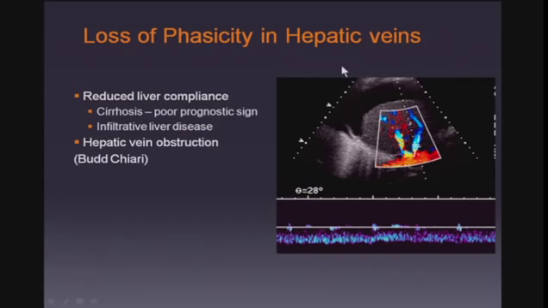Loss of the phasic pattern in the hepatic vein is abnormal. On the right here, we see an image of a hepatic vein waveform which is monophasic. The normal S and D waveforms and the reverse spike of flow, or A wave, are not present. This is a sign of reduced liver compliance and is seen in cirrhosis, where it is considered a poor prognostic sign, and is also seen in infiltrative liver disease. The other cause of loss of phasicity in the hepatic vein is Budd-Chiari syndrome.